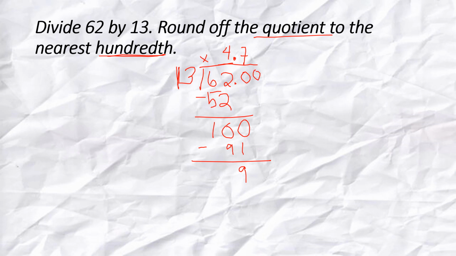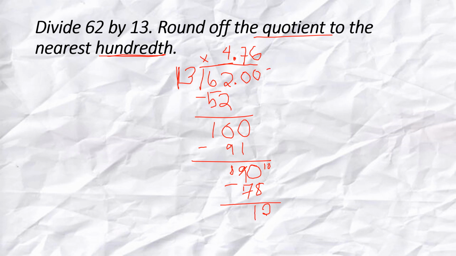Add another 0, so we have another 0 here. 90 divided by 13. The answer is 6. 6 times 13 is 78. So we subtract, so we borrow from 9. 9 will become 8. 0 will become 10. 10 minus 8 is 2. 8 minus 7 is 1.